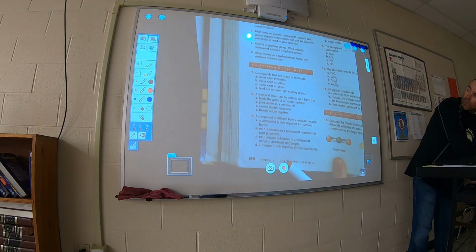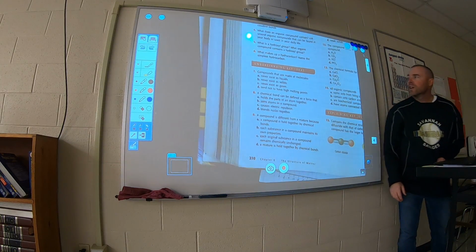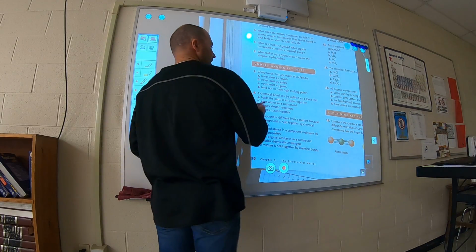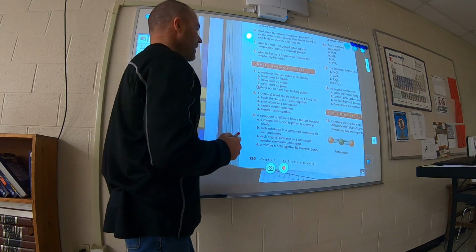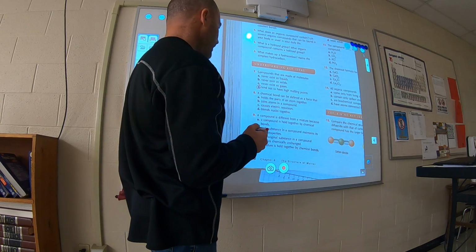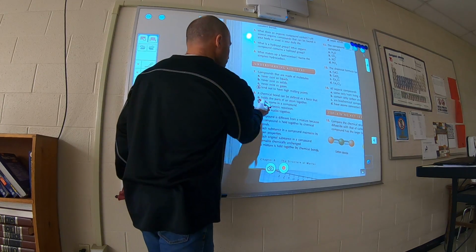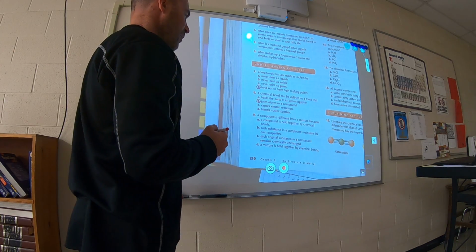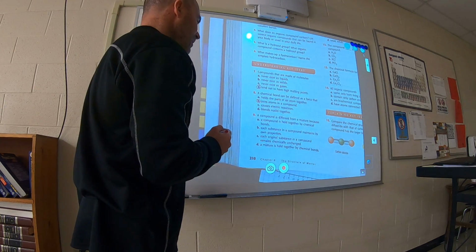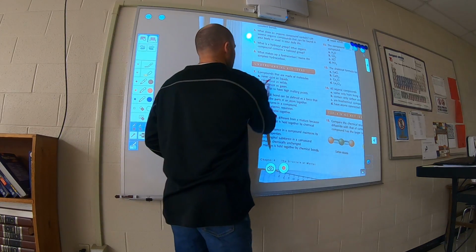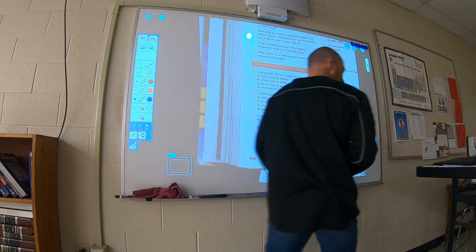Then you were supposed to do 7 through 13. So let's do 7, 8, and 9 first. Number 7, compounds that are made of molecules tend to not have high melting points. A chemical bond can be defined as a force that joins atoms in a compound. A compound is different from a mixture because a compound is held together by chemical bonds. So let's look at 10 through 13.